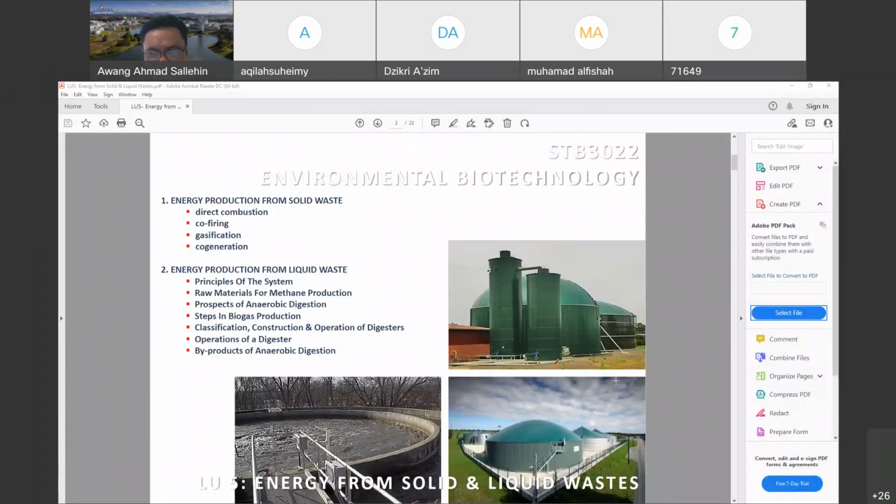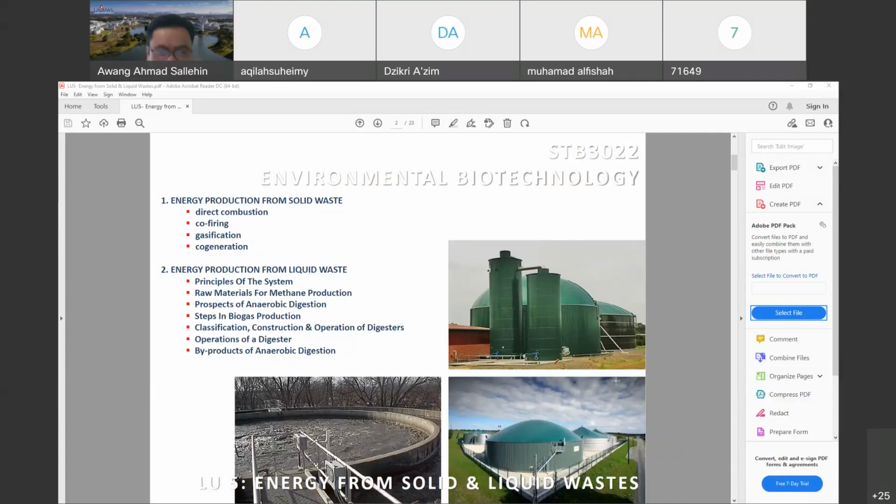So when we discuss how energy is produced, we're going to focus on these two parts. First, how energy is produced from solid waste, the processes involved like direct combustion, co-firing, gasification, as well as cogeneration. That one is on solid waste. We're also going to discuss energy production from liquid waste, looking into the principle of the system, the raw materials for biogas production, specifically methane, the prospect of anaerobic digestion, key steps in biogas production, classification, construction, as well as operation of the digester, which is very important when it comes to energy production from liquid waste.